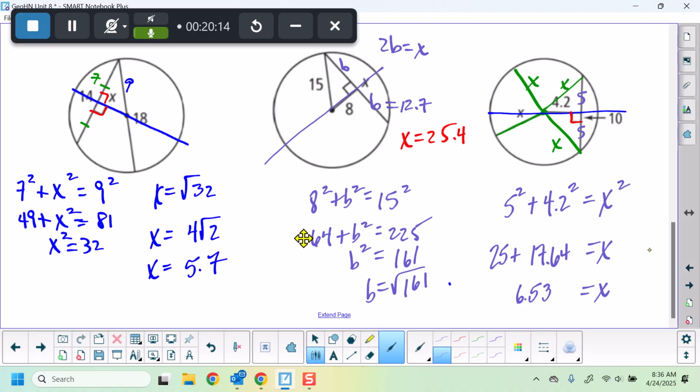Go ahead. So for the first one, and all of these, are you just allowed to extend the line? Absolutely. If it's something that connects, then you know you have a diameter, because the diameter is a chord that goes through the center of the circle. Absolutely. Okay. Any questions on these?